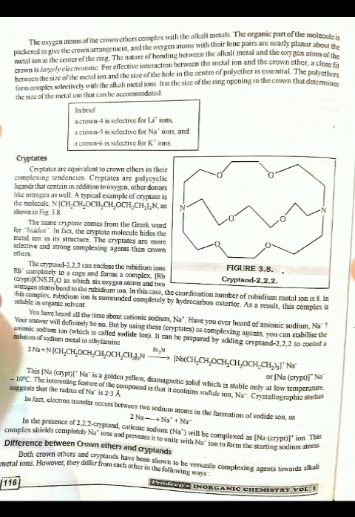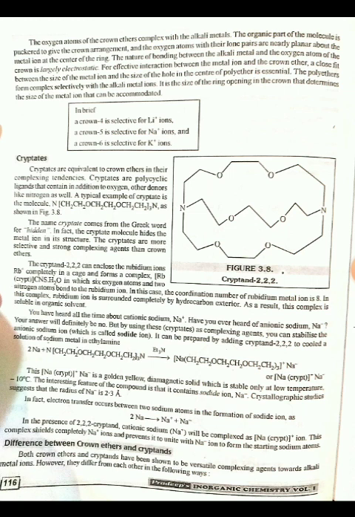Cryptates. Cryptates are equivalent to crown ethers in their complexing tendencies. Cryptates are polycyclic ligands that contain, in addition to oxygen, other donors like nitrogen as well. A typical example of a cryptate is the molecule N(CH2CH2OCH2CH2OCH2CH2)3N, as shown in figure 3.8. The name cryptate comes from the Greek word for hidden. In fact, the cryptate molecule hides the metal ion in its structure. The cryptates are more selective and strong complexing agents than crown ethers.